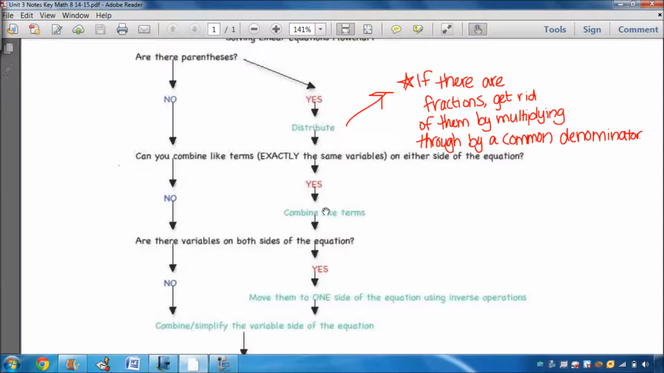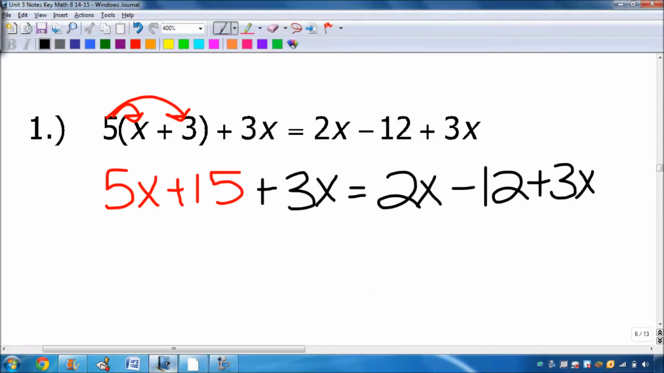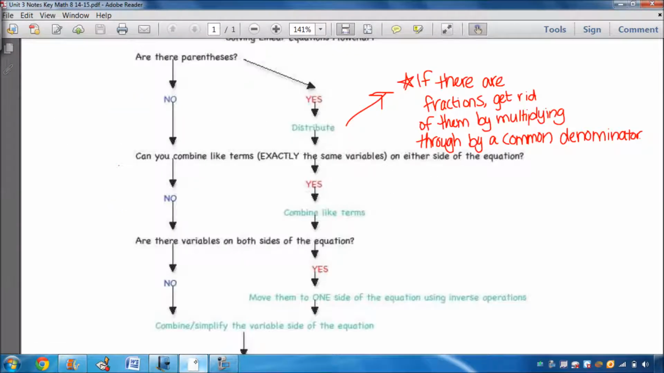If there are fractions, get rid of them by multiplying through by a common denominator. We don't have any fractions in this equation, so we can skip that step and go on to the next one. Next step, can you combine like terms, exactly the same variable on either side of the equation? So let's look and see.